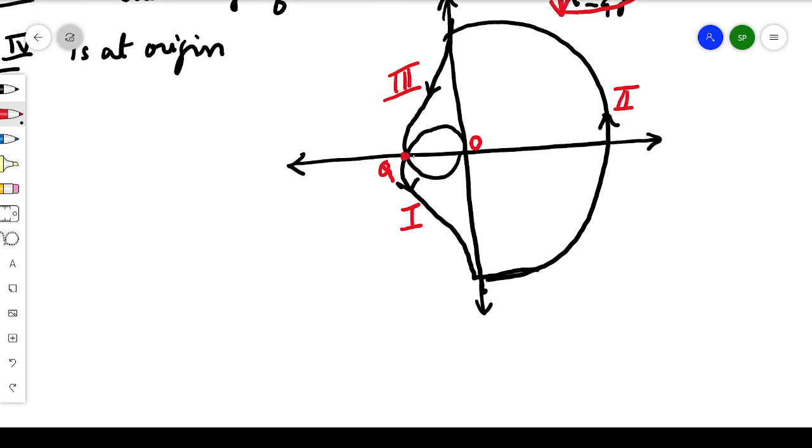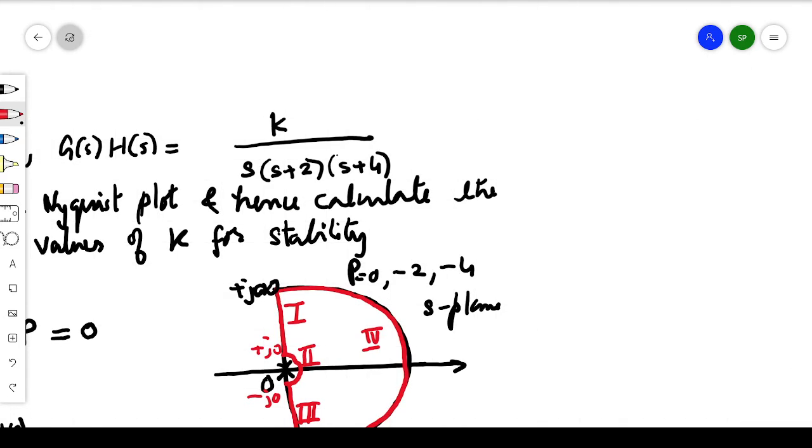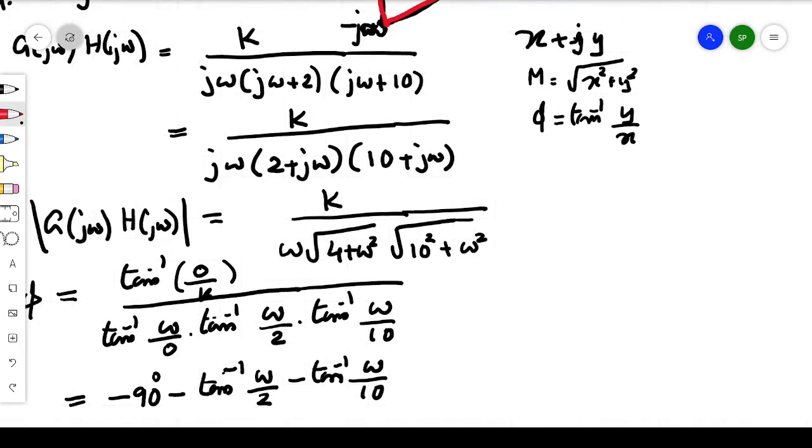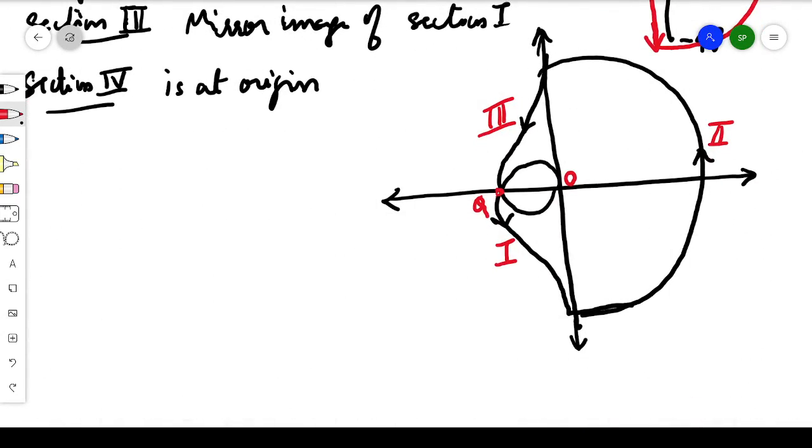So we need to find the value at this point Q, so we can find the magnitude of OQ. How will you find the magnitude of OQ? We have the transfer function here. At this point Q, the imaginary value is 0 because it is lying on the real axis and the angle is 180 degrees. So here we can find OQ by equating the imaginary part to 0, because the Q point doesn't have an imaginary part as it is lying on the real axis.